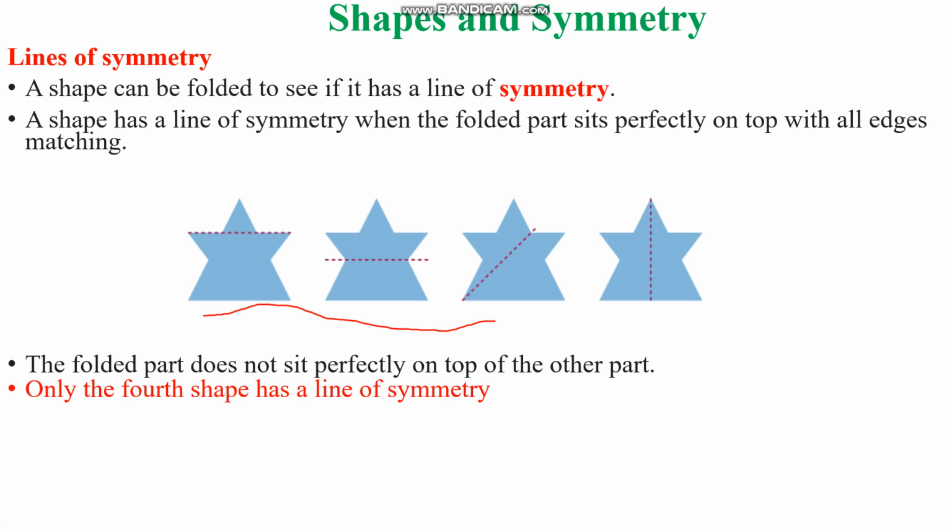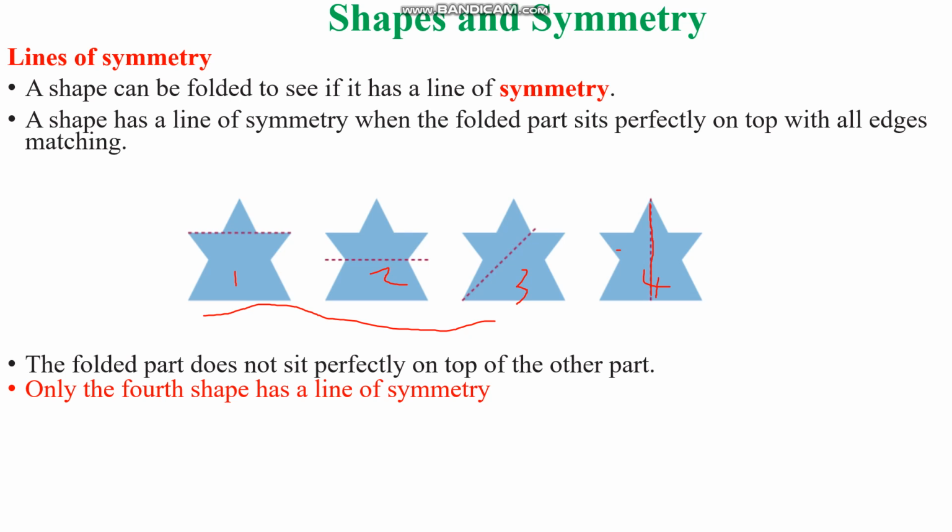It's kind of a star, but not really a star. So we have shape 1, shape 2, shape 3, and then the 4th one. If you look at them carefully, folding the shape at different points, you need to know that only the 4th shape here has a line of symmetry. If you fold this shape on this line, this side overlaps onto this side, and you will notice that the edges of this shape will perfectly sit on top of each other. Thus it is a line of symmetry.